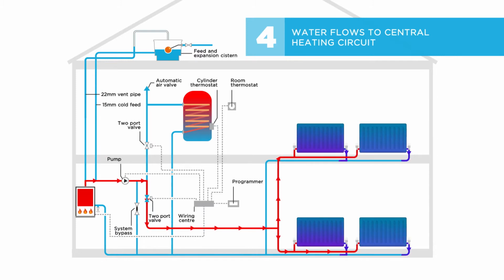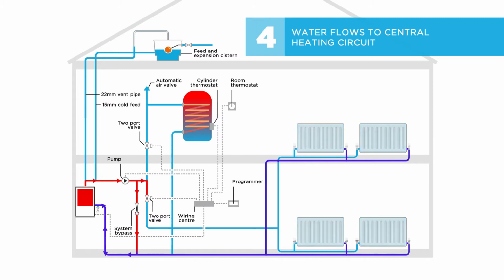When the selected room temperature is detected by the room thermostat, then the 2-port zone closes and prevents water flowing to the heating circuit, isolating the circuit. While the programmer is set to central heating mode, the temperature of the room will be controlled by the room thermostat as well as the thermostatic radiator valves.